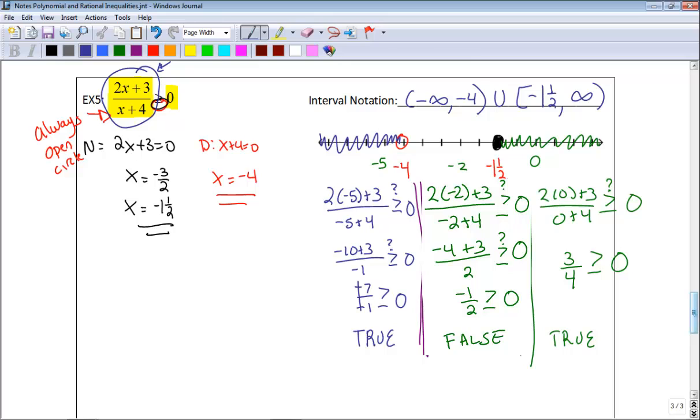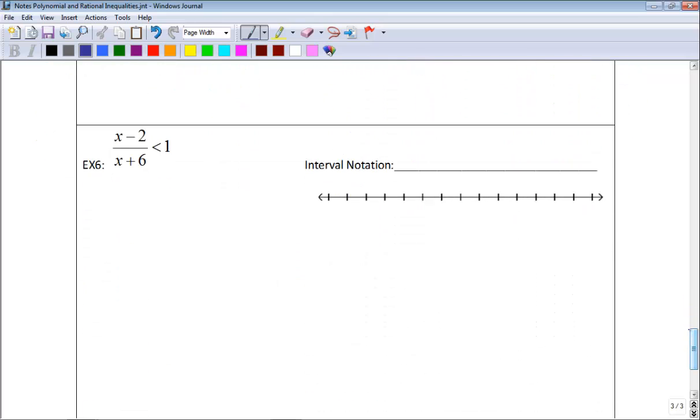And let's look at the last example in this section. I have x minus 2 over x plus 6 is less than 1. Well, do I have a single fraction on one side, 0 on the other side? I don't, so the first thing I need to do is get that in the correct format. So I subtract 1 from both sides. So subtracting 1, I get x minus 2 over x plus 6 minus 1 is less than 0.